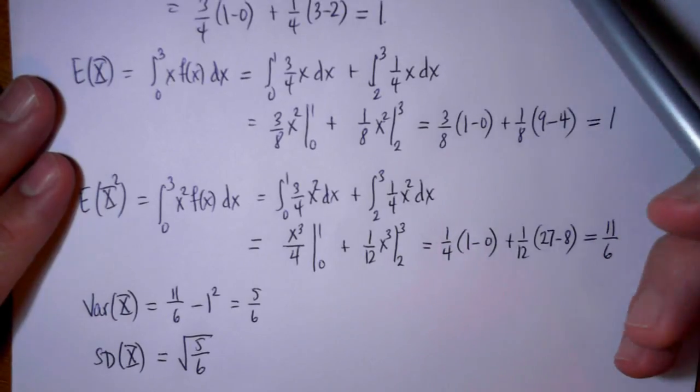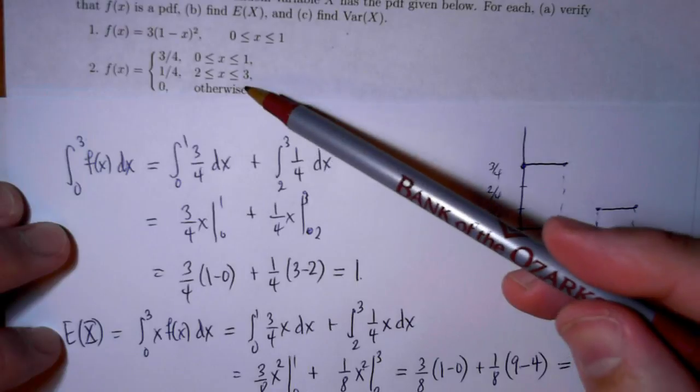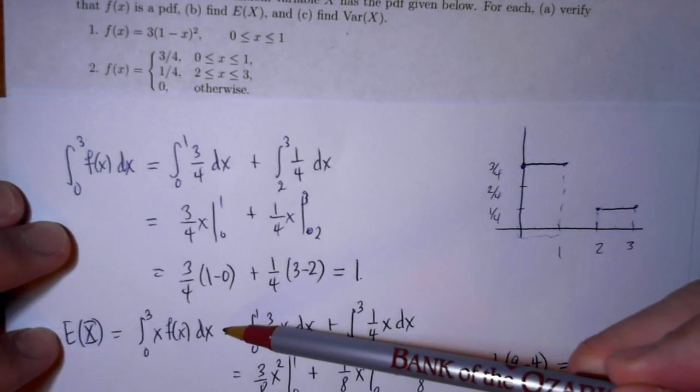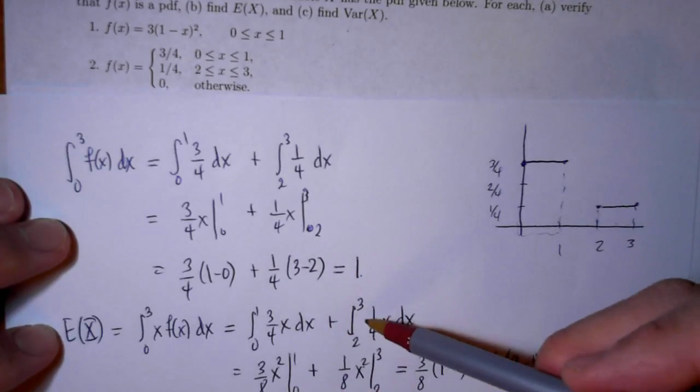So part 2 of this problem required a little bit of extra thought because the function was piecewise defined. The integrals here, when I computed the expected value of x and the expected value of x squared, had to be split into two parts.